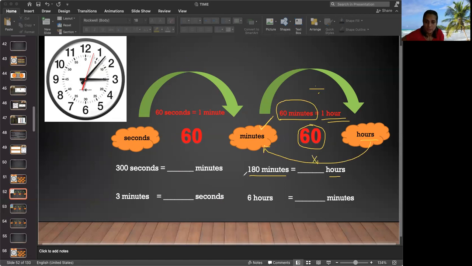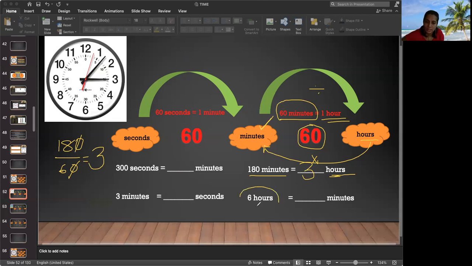So 180 minutes divide by 60 to find how many hours. So divide by 60, write it out like a fraction, cut up and down. So 18 divided by 6 and you'll have 3. So this is 3 hours.